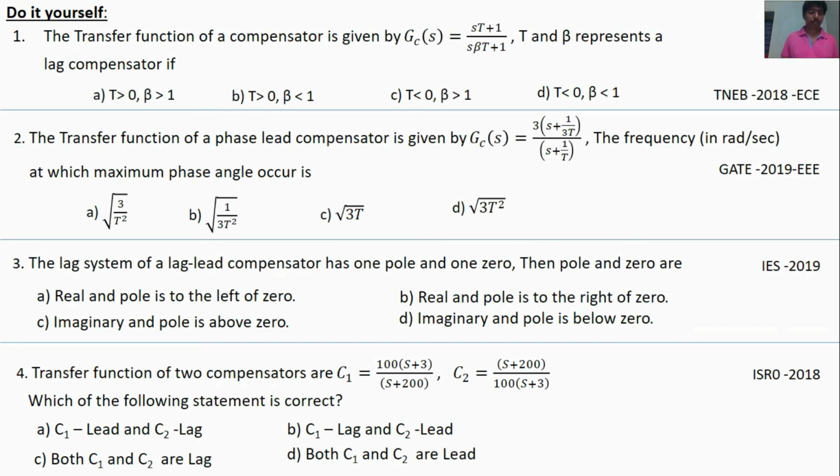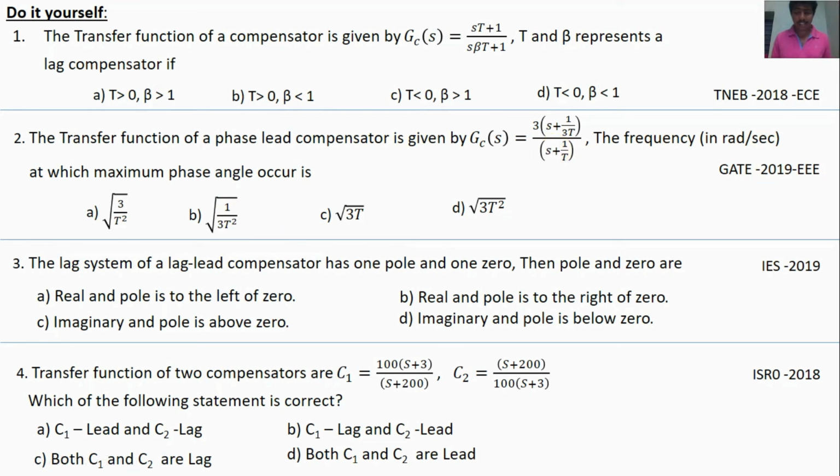Do it yourself. The first question was asked in the Tamil Nadu Electricity Board 2018 Assistant Engineer examination, EC department. The transfer function of the system is given. You have to find the condition under which the compensator will act as lag. The second question was asked in GATE 2019. The transfer function of the compensator is given. You have to find the frequency at which the phase angle is maximum.